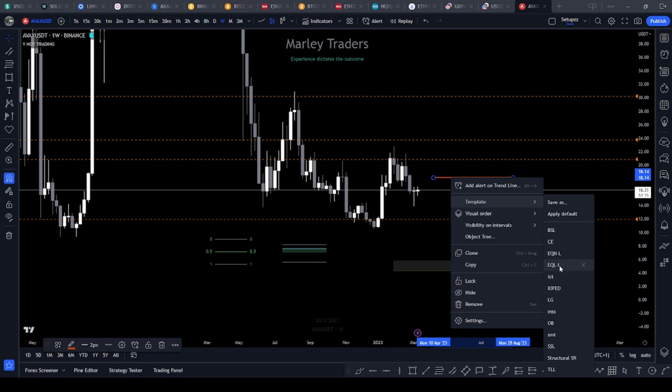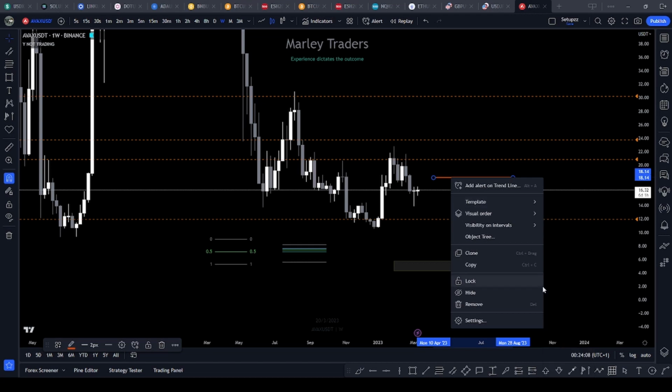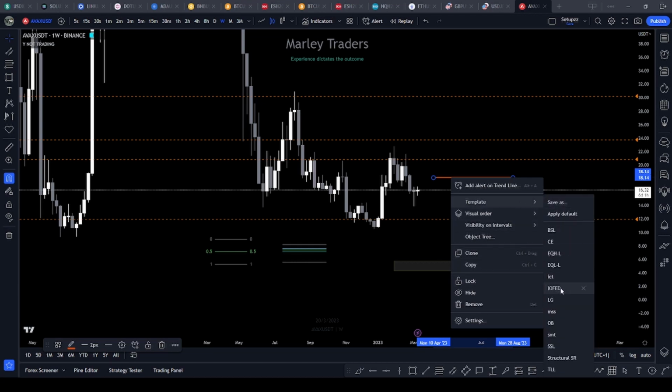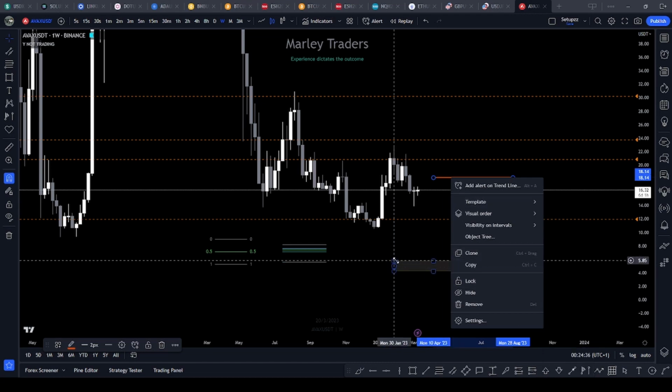I also have an ICT. Apparently I have this. And then IOFED levels, institutional order flow entry drill, liquidity grab, SLG, market structure shift, order block, SMT, CESA liquidity, structural support and resistance. That's what this means. And trend line liquidity. This trend line liquidity is actually made up of stuff. ICT never mentioned that, but I've seen it around, so I put it there.